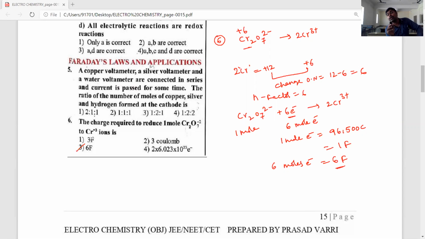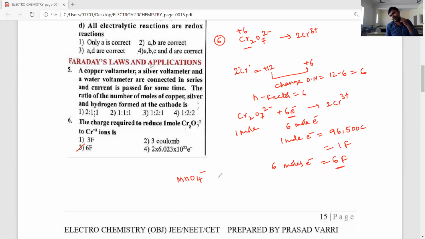For reduction of 1 mole of Cr2O7 2- into 2 Cr3+ ions, how much electricity, how much current is required? 6 Faradays of current is required, which is 6 into 96,500 coulombs. In case of electrons, how many? 6 into 6.023 into 10 to the power of 23 electrons are required. Okay students, so it is also very important. In the same way, in manganese also they will ask.